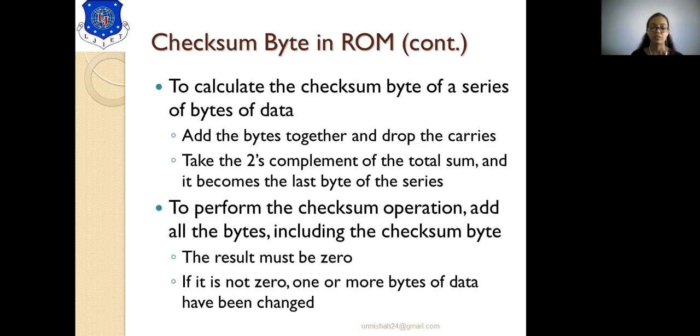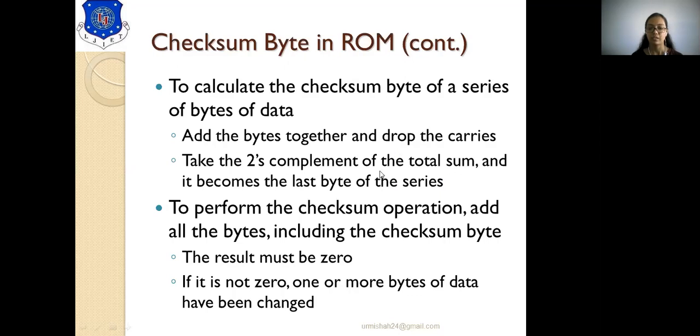So now I will read whatever you are seeing in the slide. To calculate the checksum byte of a series of bytes of data, you have to add all the bytes together and drop the carry bit. Now you have to take the 2's complement of the total sum. Once the total sum is ready, it becomes the last byte of the series.